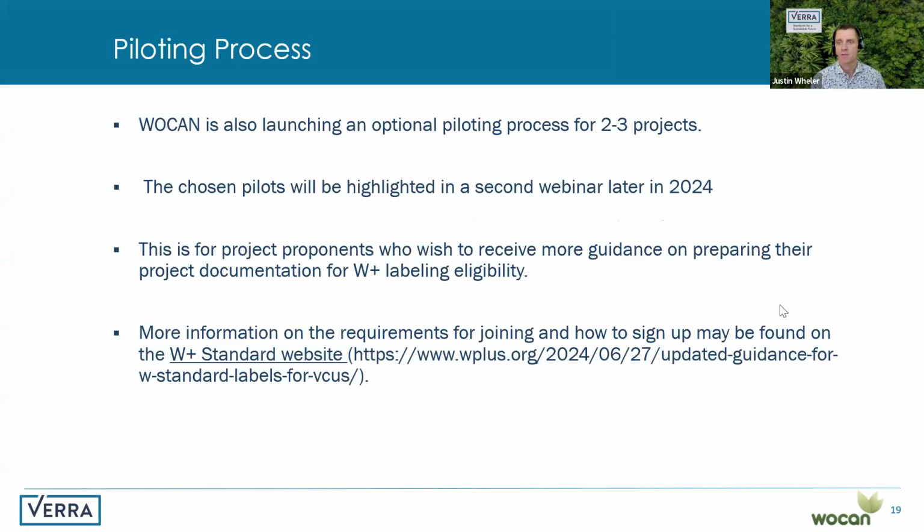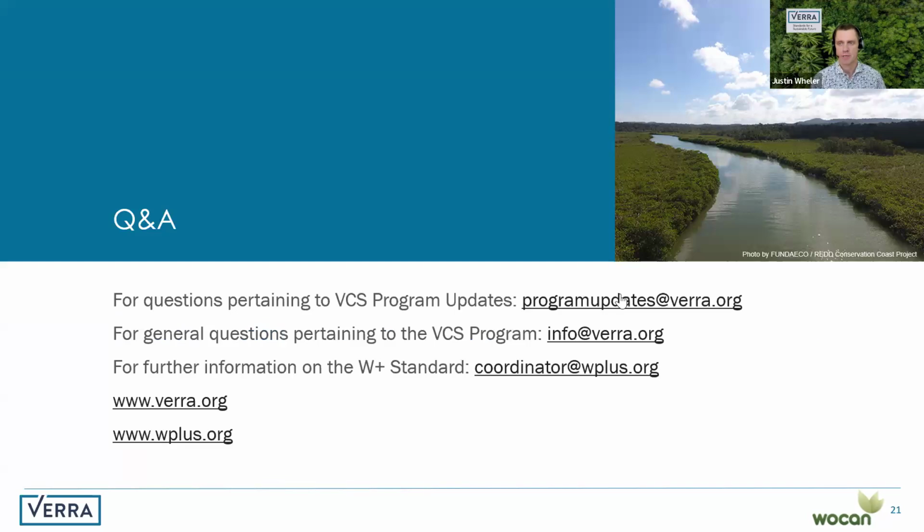The next question is, if a project is currently on the Climate Action Reserve, is there a pathway to a VCU and W+? So the Climate Action Reserve is an approved program under the VCS, so that means there is a process to move projects across, assuming that the methodology is eligible and active under both programs.